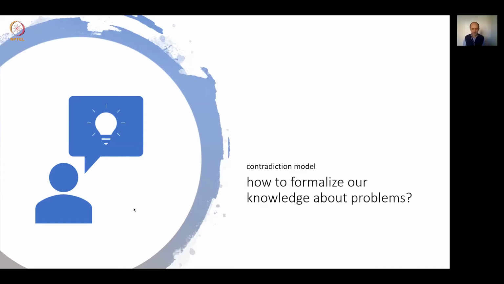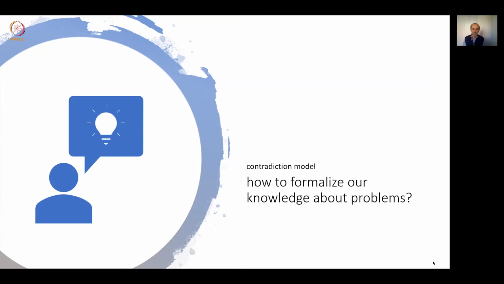So, how to formalize our knowledge about problems? For that purpose, we can use the contradiction model, which was well developed in the body of research about the theory of inventive problem solving, which originated in the end of the 60s in the former Soviet Union. This is a famous theory that today is applied for building different methods for problem solving, for design problem solving, for different kinds of situations where we have no solution ready to use. But our purpose in using this model is not so large.